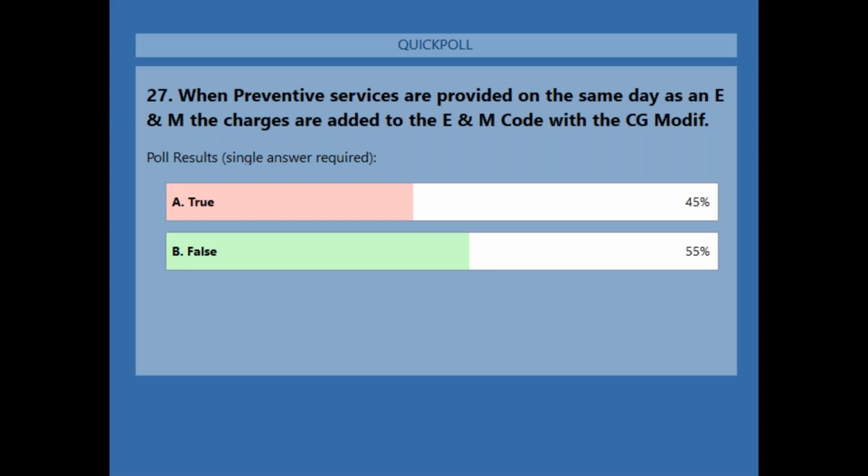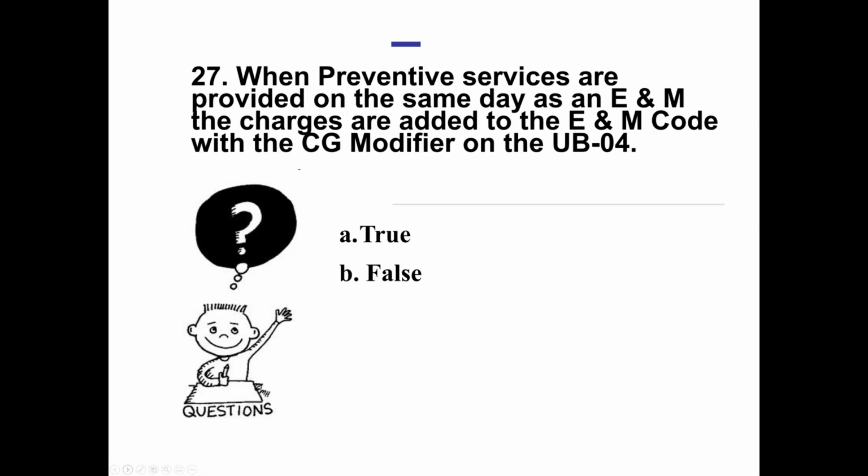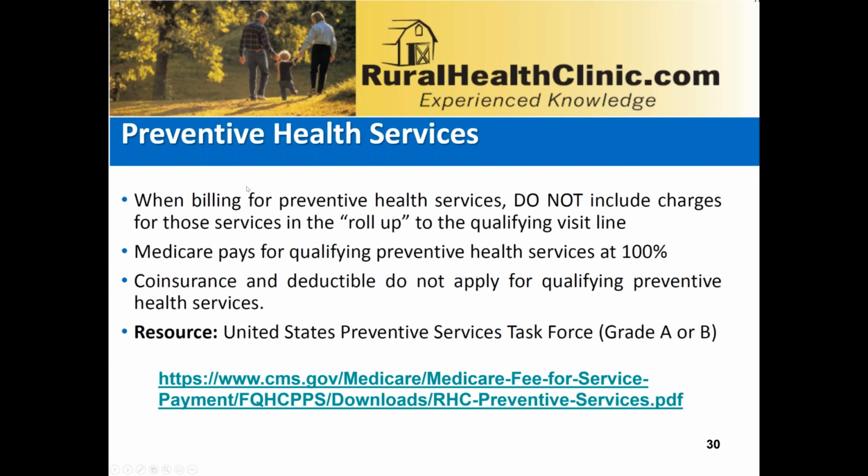Yeah, and this may have been just the way I worded the question, but the answer is false. You do not add, in my example here, my G0447, if you charge me $50 for that obesity training, you would not put that in the CG modifier line because there's no co-pays or deductibles on that. So you always have to remember, if you're doing a preventive service, if you have an E&M code and then you have a listing of maybe 2 or 3 preventive services on the same day, do not include those charges on that CG modifier line because the patient is not going to be subject to co-pays and deductibles for those services. And then here's the wording on this. When billing for preventive services, do not, and you see that it's been bold and capitalized there, include charges into the roll up for the qualifying visit line. Medicare pays preventive health services at 100%.